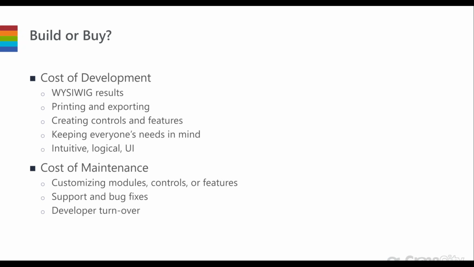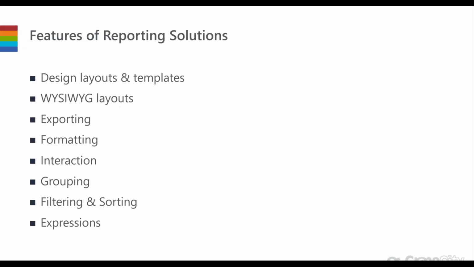So now we understand the idea of building versus purchasing. Let's proceed to the next slide. Some of the features when you are looking at purchasing a reporting solution: these are the minimum that any solution needs to have. These are the minimum features your solution should have if you are going to purchase a reporting solution.